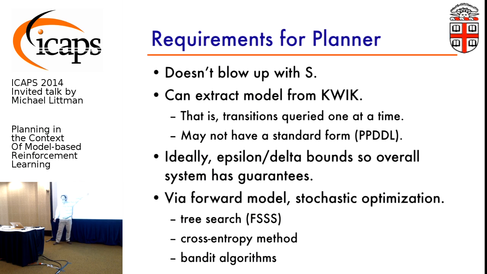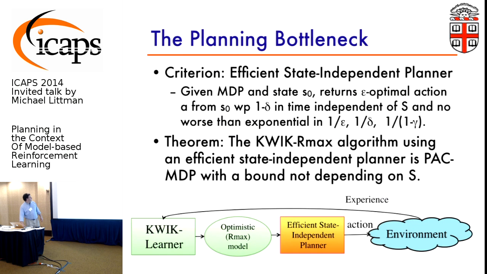It's not like it spits out something in PPDDL or something like that, right? It's just sitting around waiting to be asked, what does any particular transition do? So we need a planner that is going to have that kind of interface, use that kind of knowledge to decide what to do next. It would be nice if the planner actually had epsilon delta bounds so that the overall system would have some nice guarantees. But, you know, it would be nice. All right, so what we started to realize is that algorithms that use sampling and use this forward model in various ways fit nicely with this. And these are the kinds of algorithms that we ended up focusing on.